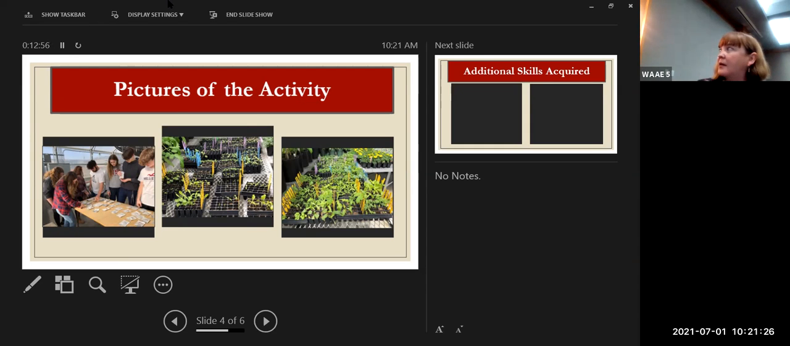And then the picture on the far right was the growth that we had right before transplanting. So that's basically what they would get to, transplanting size, before we transplanted them into containers to take them home for the spring.